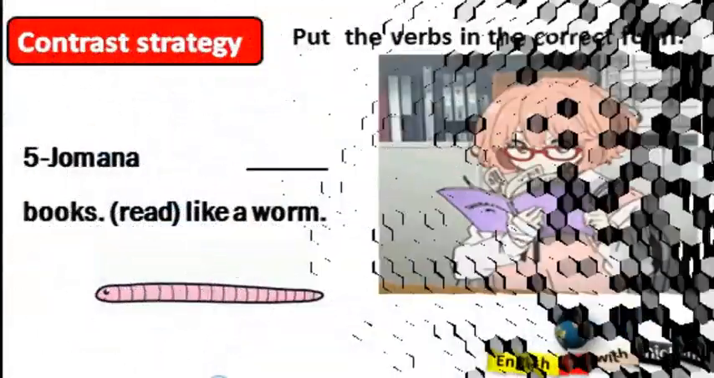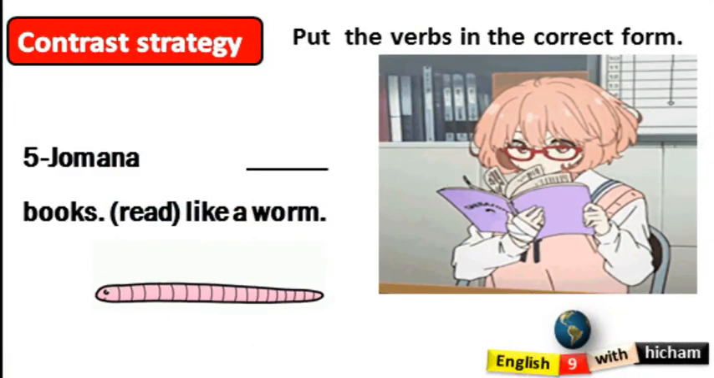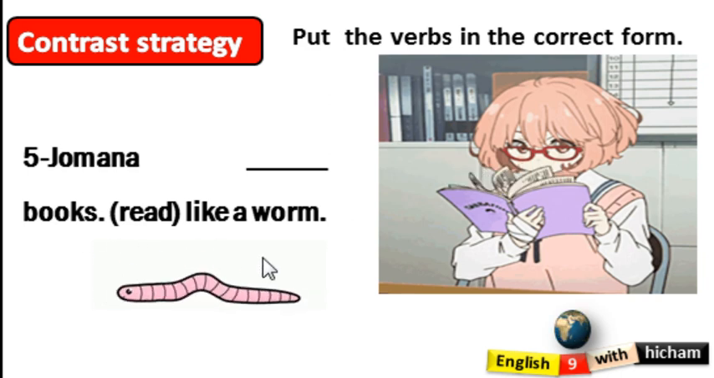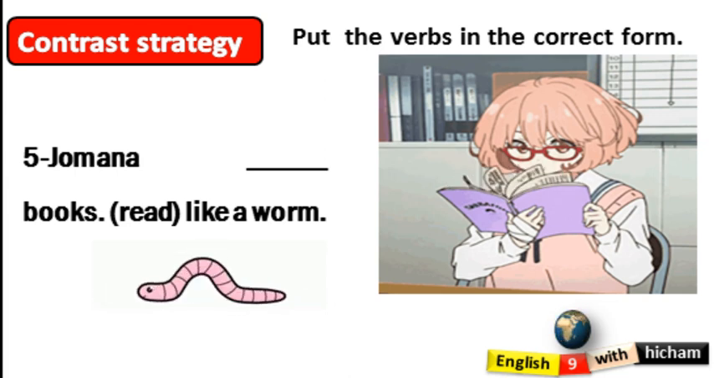Now the last example, number 5, we have Jumana, and we have the verb read, and read books like a worm. So worm is popular or known for somebody who reads books, or reads a lot of books. We call him, or we call her, a bookworm. That's why, as you can see on the picture, a worm is an insect, but idiomatically or figuratively speaking, it's connected with reading books.